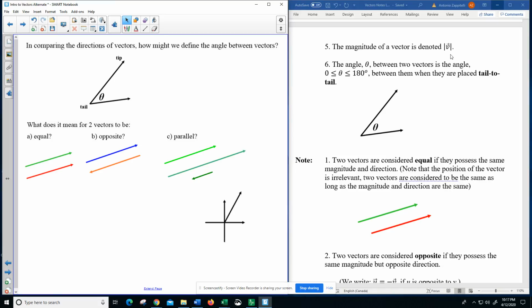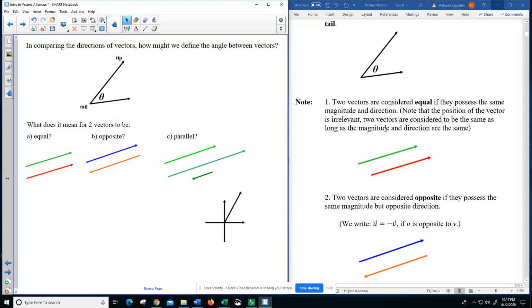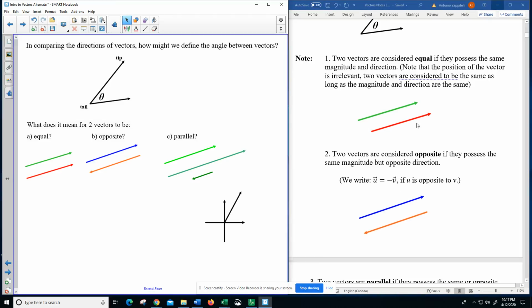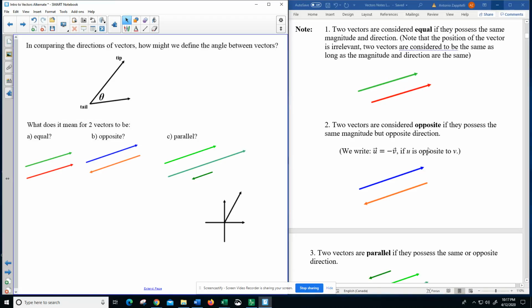All right? So we talked about this idea of the angle between two vectors as having them placed tail to tail. Very important that it's the angle that's between 0 and 180. It's not this angle on the other side, which is larger than 180. So it's assumed to be the smaller of the two angles. We talked about two vectors being equal if their magnitude and directions are the same, and they're opposite if their magnitudes are the same, but they point in opposite directions.